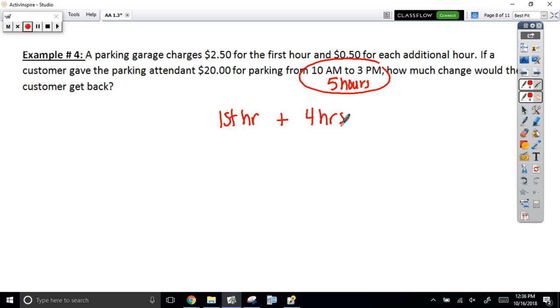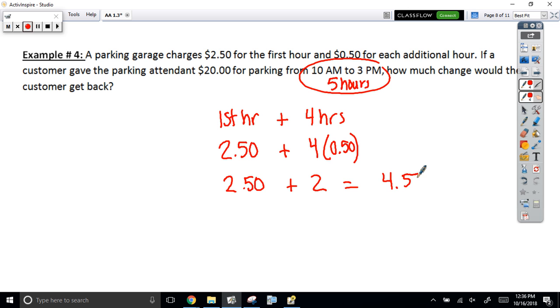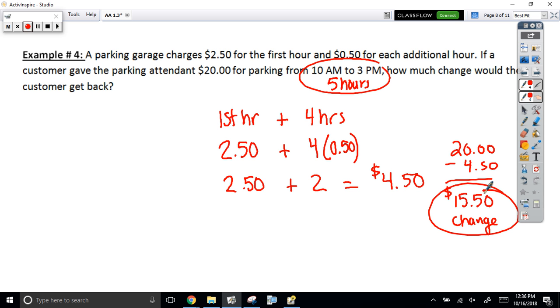So the first hour, $2.50. The next 4 hours were only 50 cents each, so that's 4 times 50 cents, which will get me $2. So $2.50 plus 2 will get me $4.50. So this is the amount that we owe. How much change will we get back if we give it 20? $15.50, just subtract. And stick a dollar sign on there, and I'll probably put change, but you don't need the word change, you can just have your dollar sign.